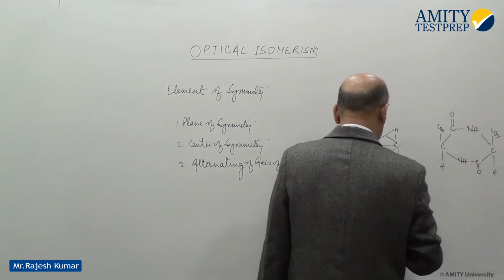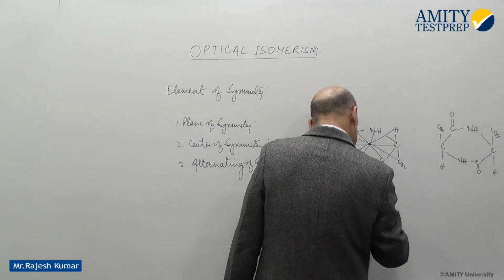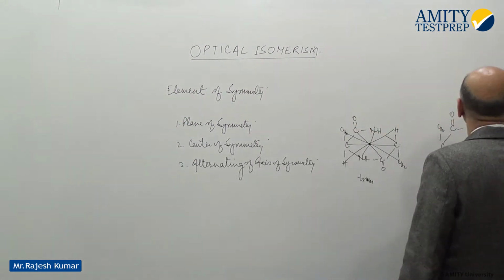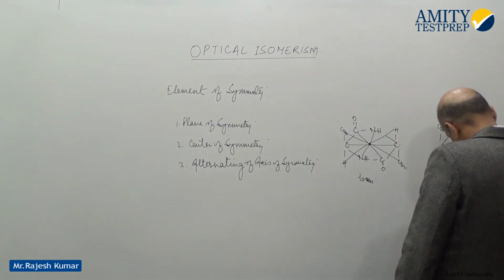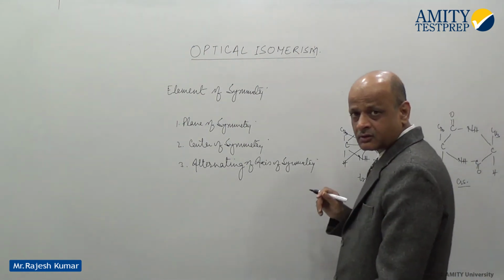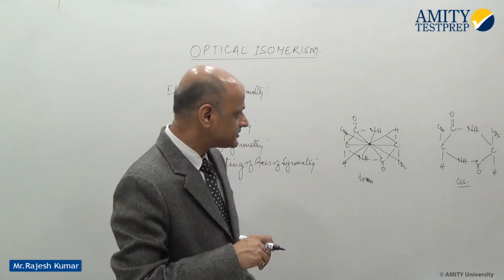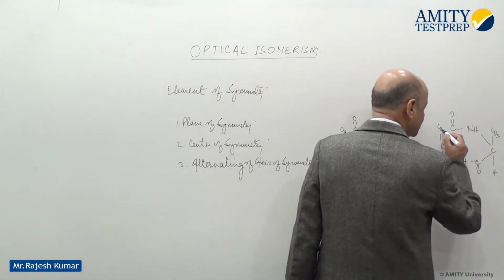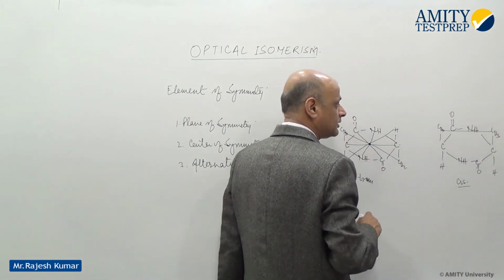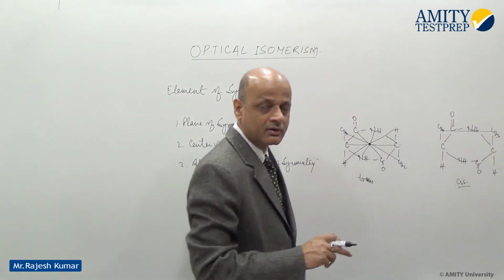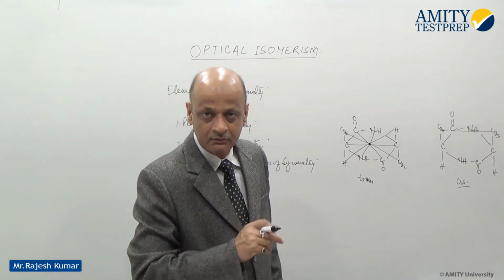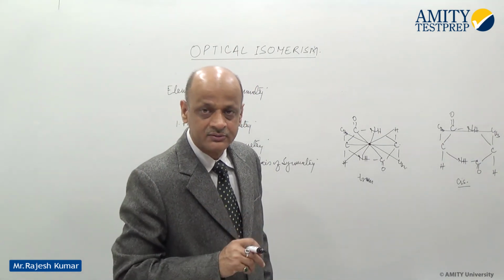This is your trans-piperazine, and this is your cis-piperazine. Cis-piperazine is optically inactive for one reason: there is no center of symmetry. These two groups are not going to align together, so the line joining both groups does not pass through a particular center. That's why there is no center of symmetry.